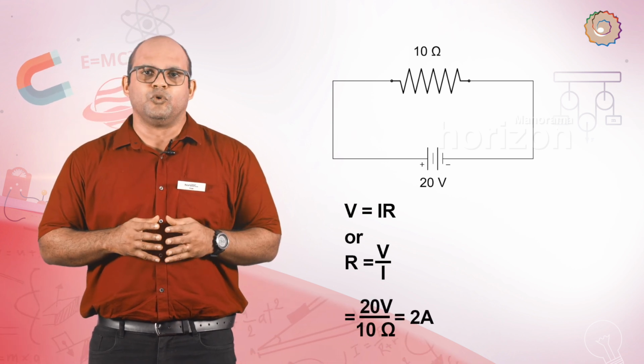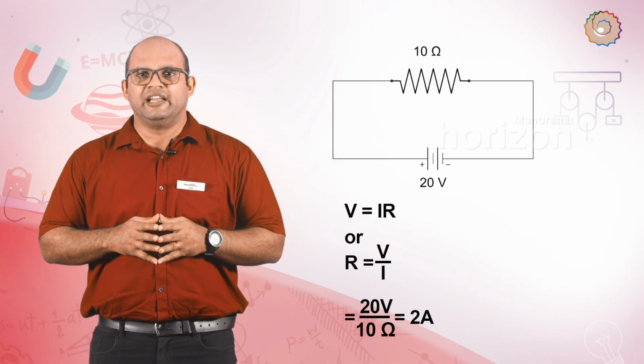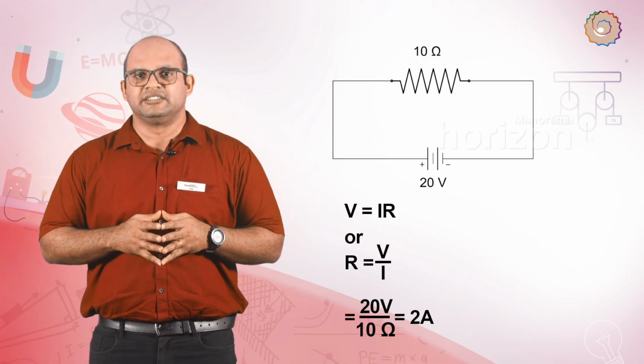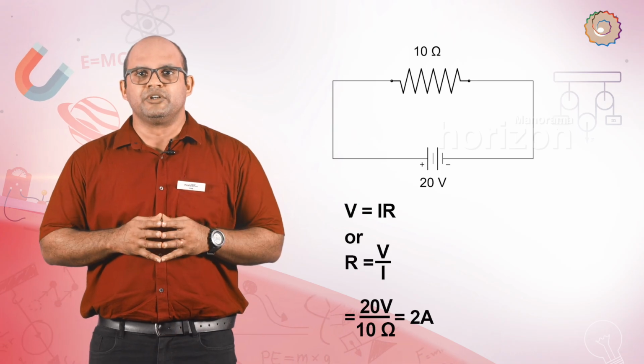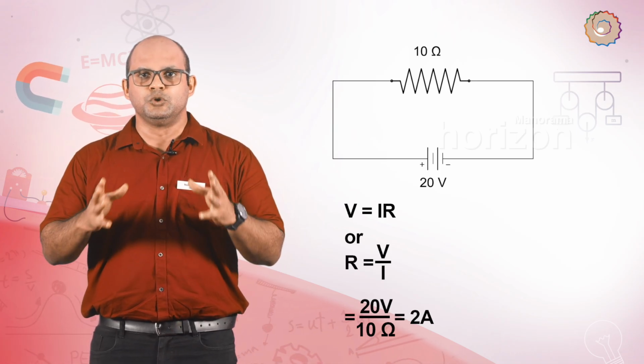Since the value of voltage or potential difference is 20 volts and the value of the electrical resistance is 10 ohms, the ratio of the voltage to resistance is equal to 2 and the current in this circuit is 2 amperes.